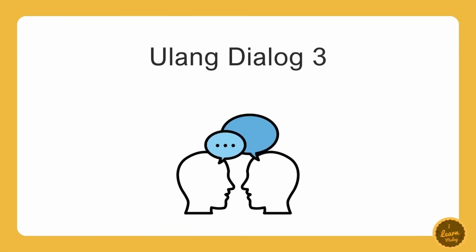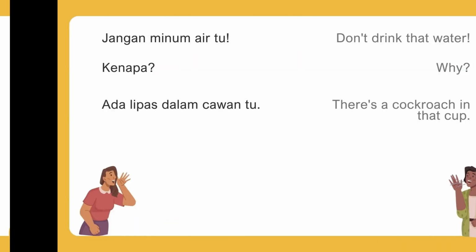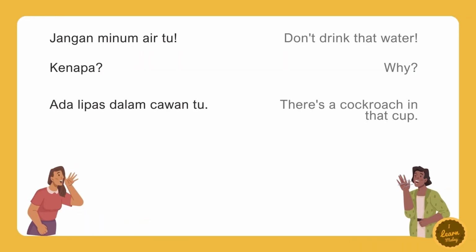Ulang dialog ketiga. Repeat the third dialogue. Jangan minum air tu. Kenapa? Ada lipas dalam cawan tu.